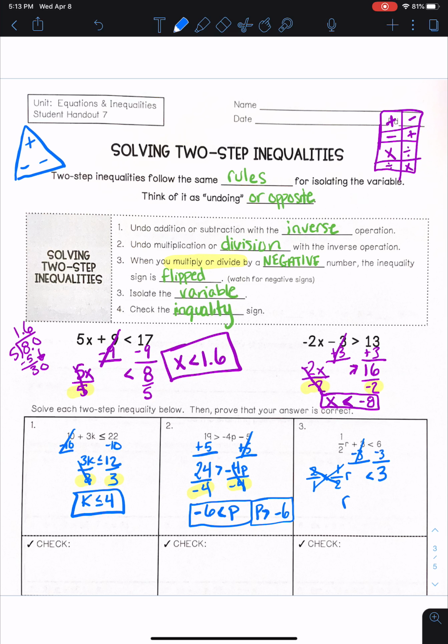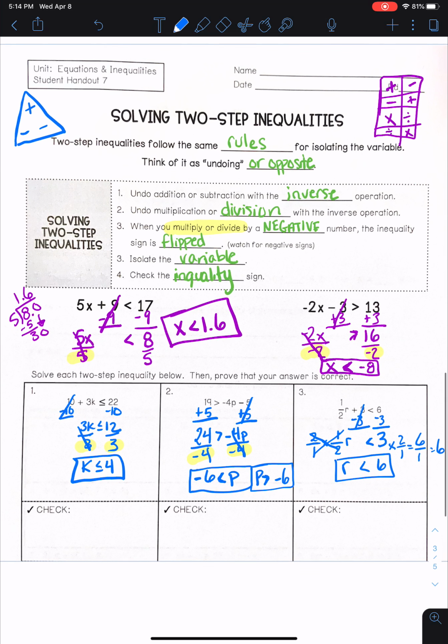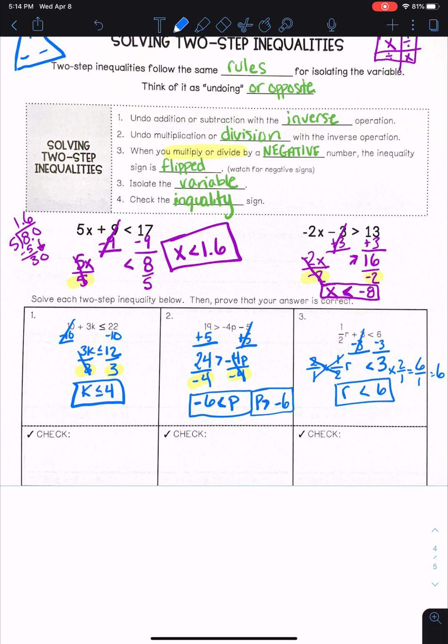And if I multiply 3 by 2 over 1, 3 times 2 is 6. And then I'm left with 6 over 1, which is just 6. Did I multiply by a negative? No. So my symbol stays. r is less than 6. Okay, so I'm going to show you one more way to do that one. And if you don't like working with fractions, we can change our 1/2 to a decimal.